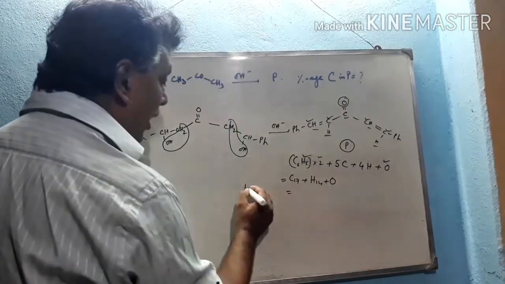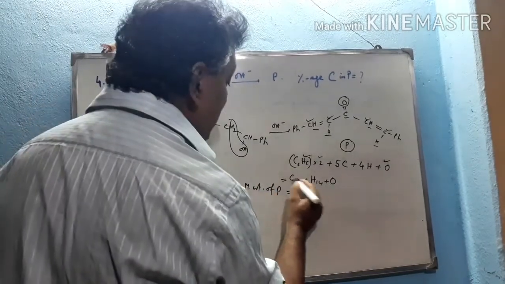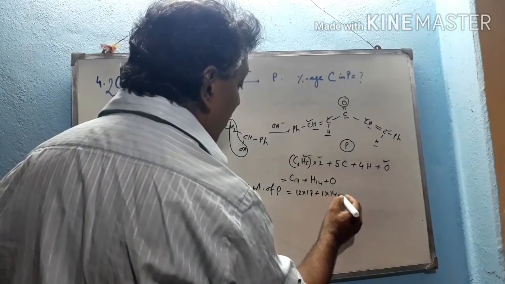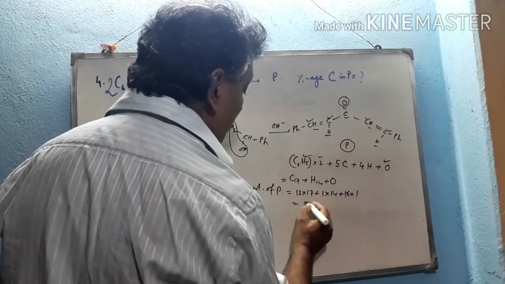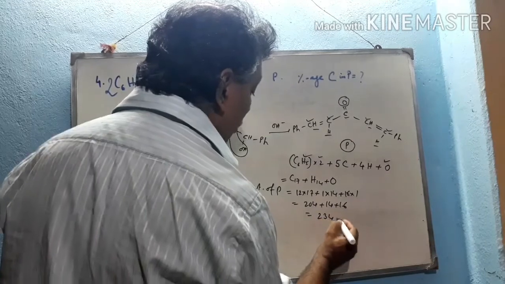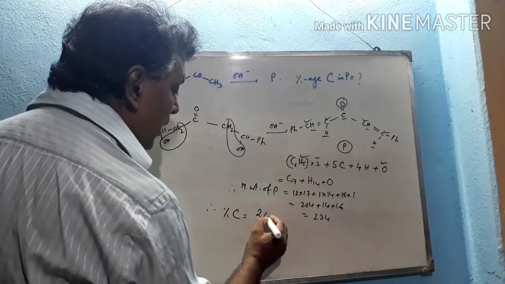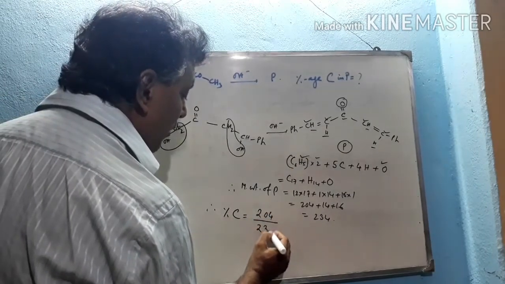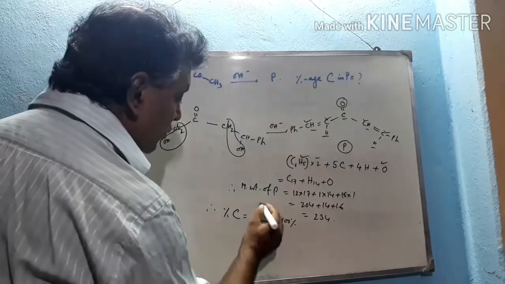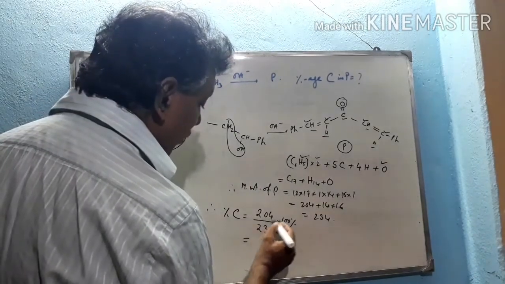So total molecular weight of C17H14O1 means 12 into 17 plus 1 into 14 plus 16 into 1, that means 204 plus 14 plus 16, that means 234. So the percentage carbon equals mass of the carbon, 204, divided by the molar mass, 234, into 100. This is the percentage.